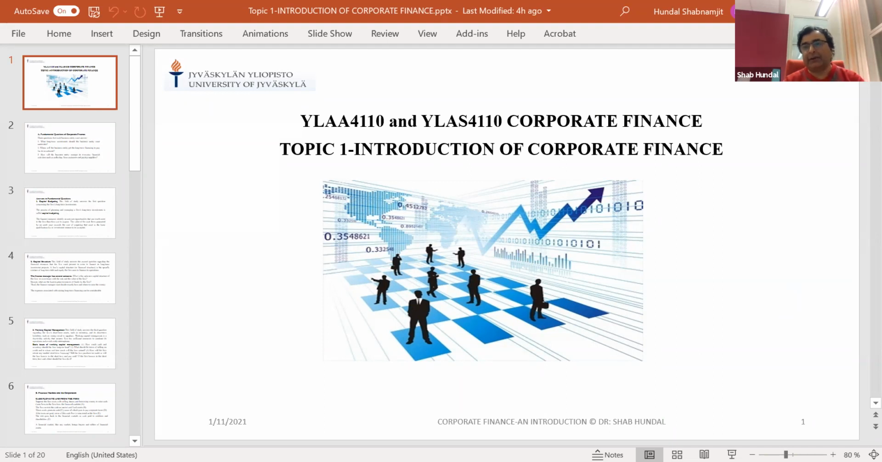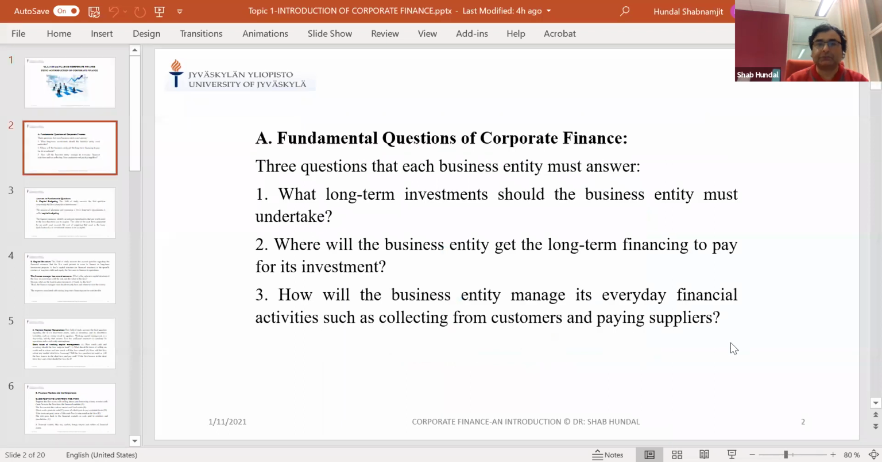It's a very light topic, so I will not make you do a very strenuous intellectual exercise. When you talk about corporate finance, I always see that there are three main strands. The entire discipline of corporate finance is based on three major pillars.